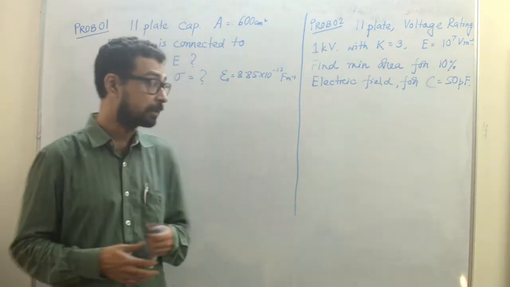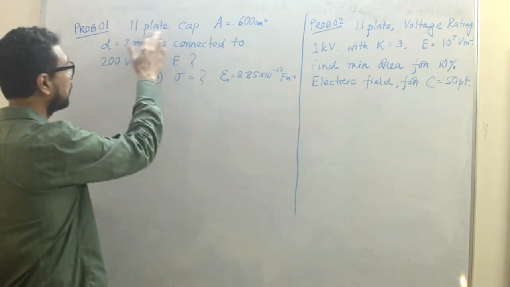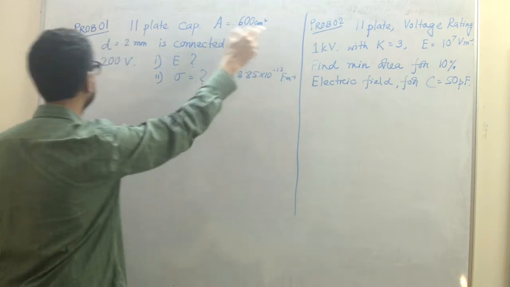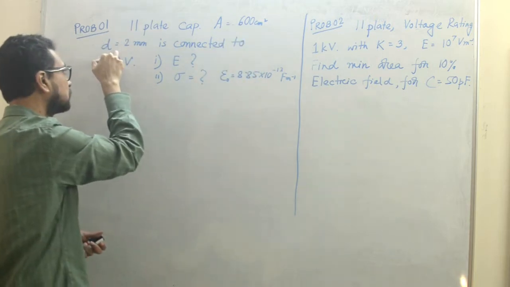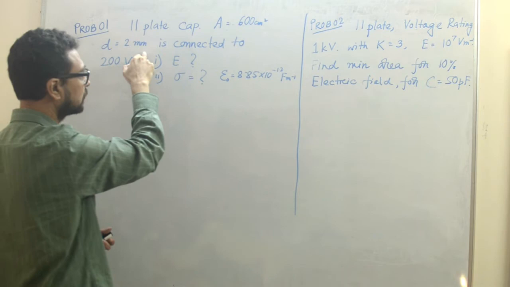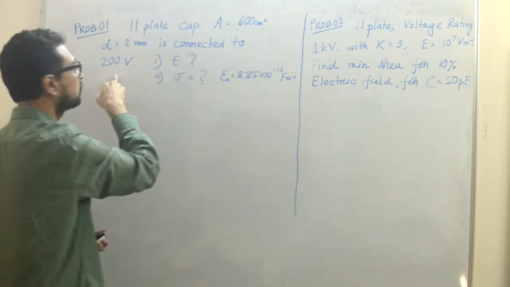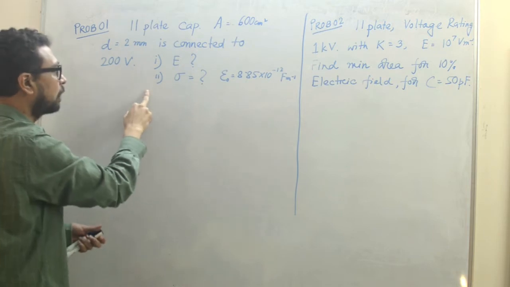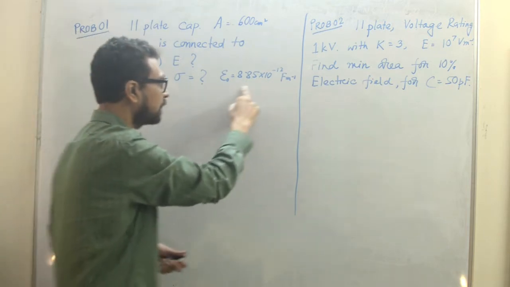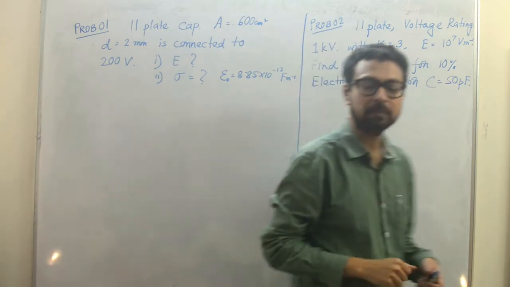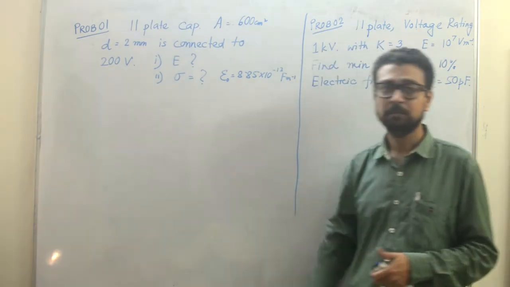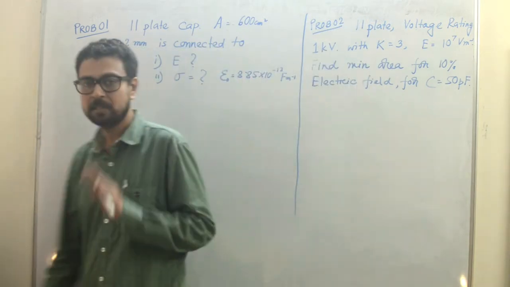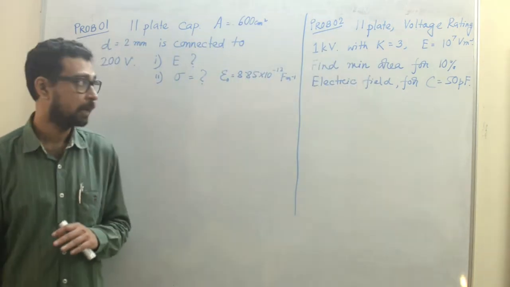Let us see. The first problem says that a parallel plate capacitor of area 600 centimeter square, and the separation is 2 millimeter, is connected to 200 volt. We have to calculate the electric field within the capacitor and also the surface charge density, and they have given us the value of epsilon naught, which is 8.85 into 10 to the power minus 12 farad per meter. These are the data they have given, and we have to solve the problem.